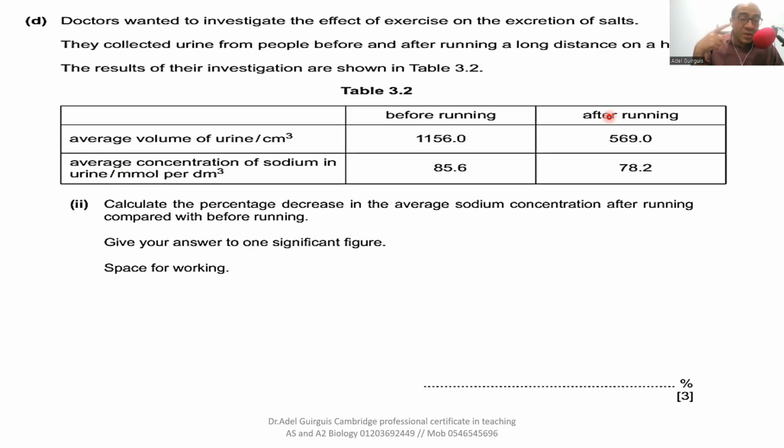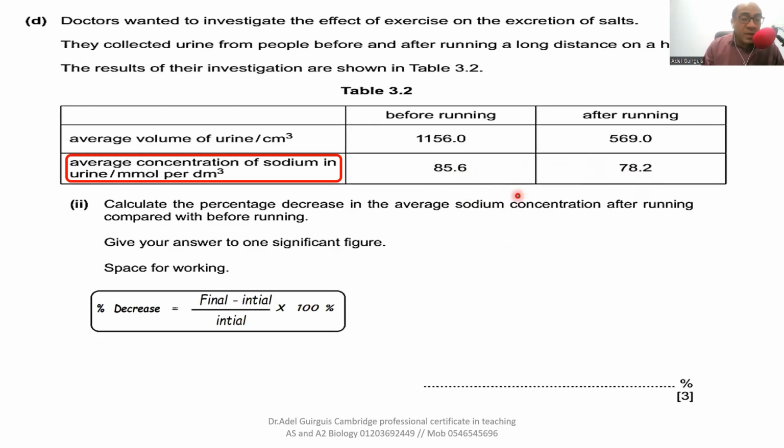Calculate the percentage decrease, not increase. The last problem was about percentage increase. Here, the percentage decrease in the average sodium concentration, so concentrate on the lower row, okay? Sodium concentration after running compared with before running. Give your answer to one significant figure. Average concentration of sodium in urine, millimole per liter, before running equals 85.6. After running it decreases to 78.2. So there is a difference. Difference divided by initial means percentage decrease.